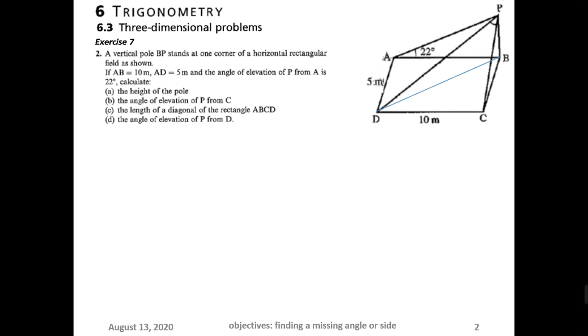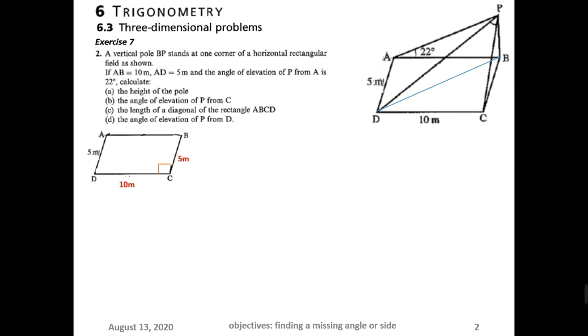Let's go to the last two parts of the question. So, the length of a diagonal of rectangle ABCD. Let's draw a little sketch of rectangle ABCD. As you know, in the rectangle, every two opposite sides are equal, and each angle in a rectangle is equal to 90 degrees. So this is 10, which is given to me in the question. This is 5, is given to me in the question. And this is my 90 degree.